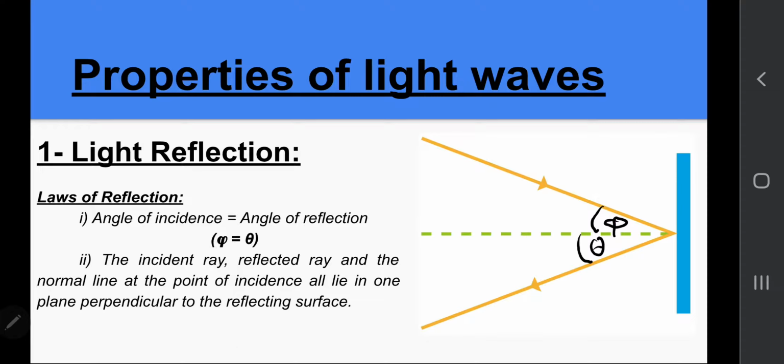The second law says the incident ray, reflected ray and normal line at the point of incidence, okay? All 3 lines lie in one plane. This plane is perpendicular to the reflecting surface. This is the reflecting surface, okay? And this plane is perpendicular to the reflecting surface.